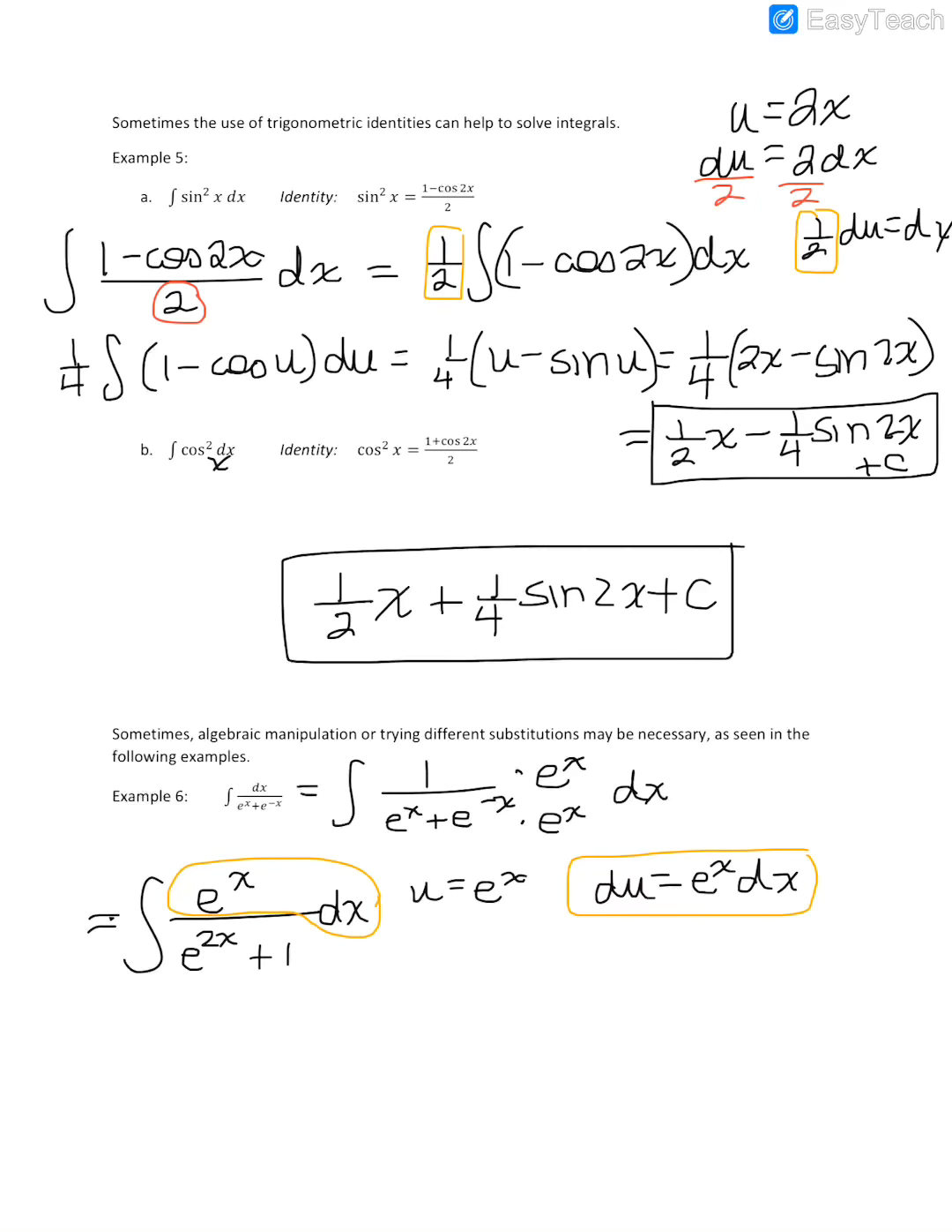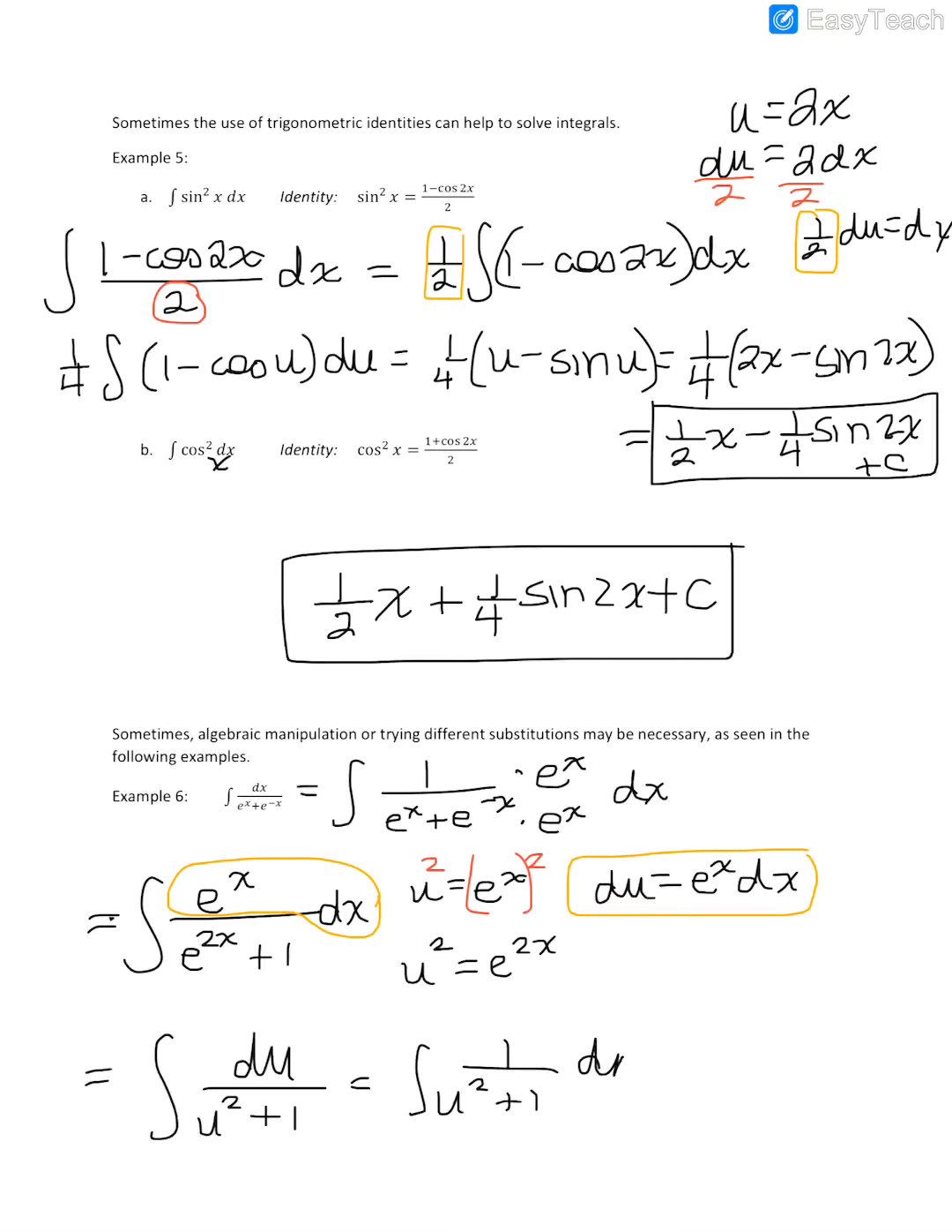We still have a little bit of a problem because in my denominator, I don't have e to the x, I have e to the 2x, don't I? So what I'm going to do is square both sides of my u. This gives me u squared is e to the 2x. Now let's try subbing in. I have du over u squared plus 1, or I could write it as the integral of 1 over u squared plus 1 du, like that.